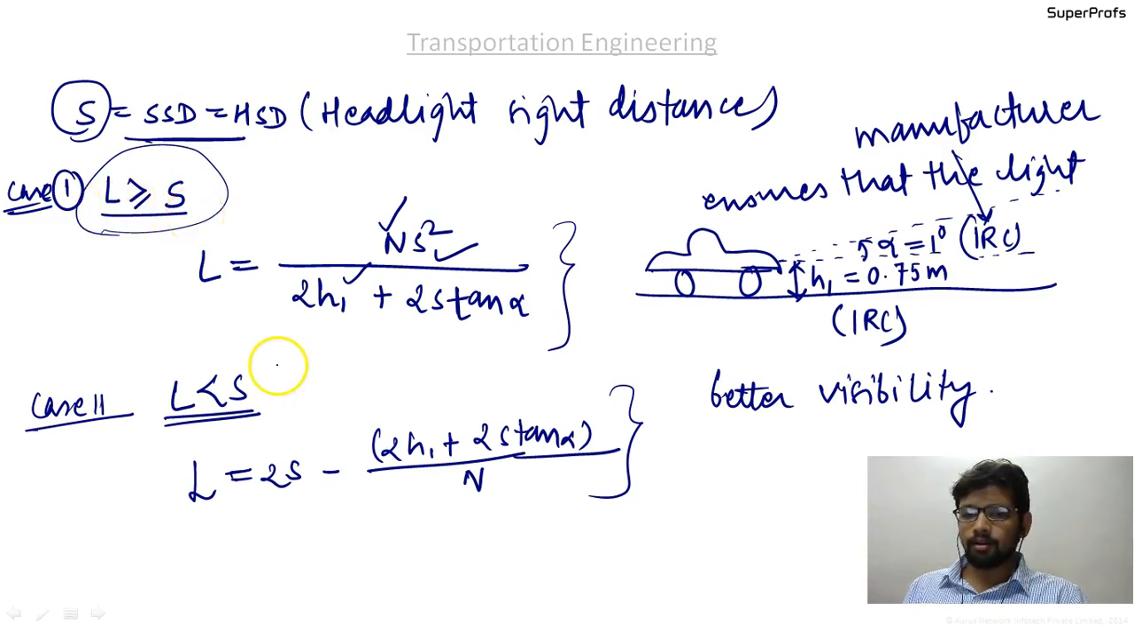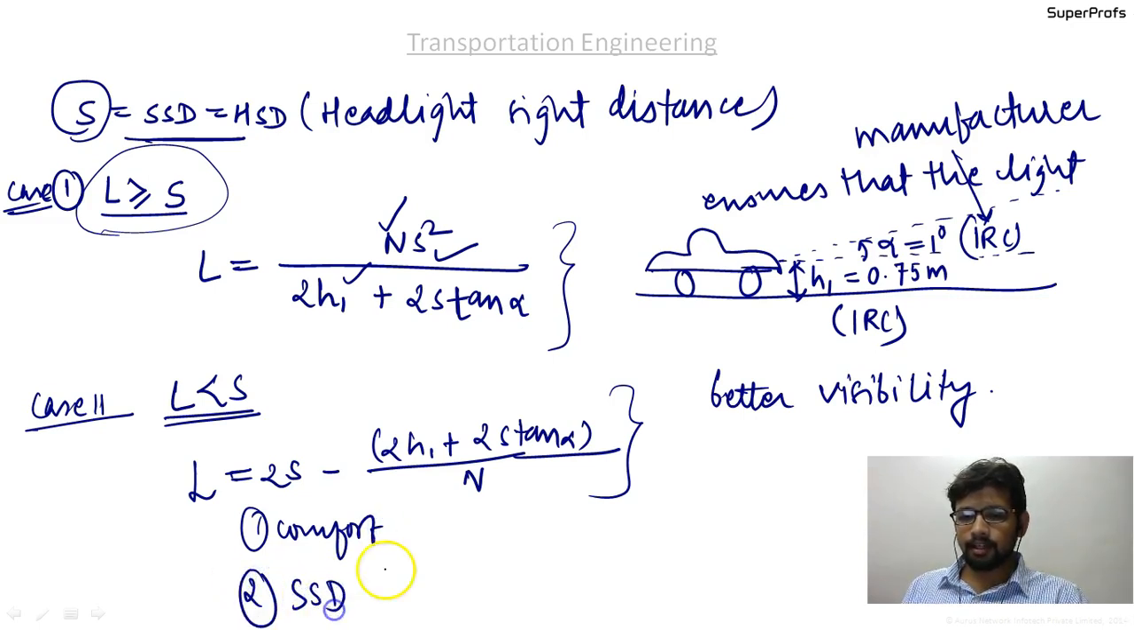Based on the first criteria, that is the comfort criteria, and the second criteria, the SSD criteria, or I'll say HSD criteria, you have to decide which one of these two is the greater length, and that will be the final design length for the valley curve.